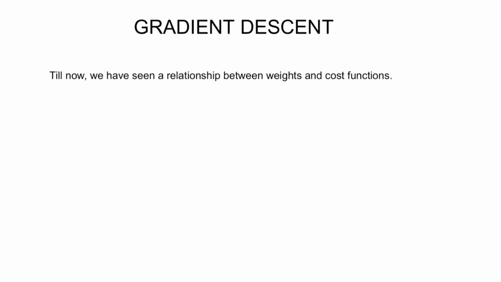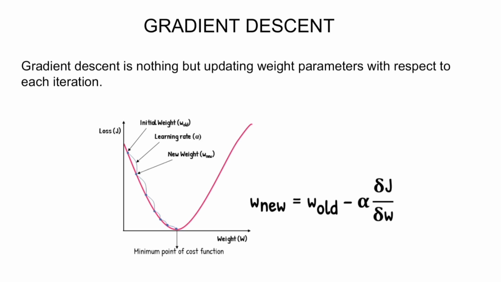Let's see a basic gradient descent algorithm. Gradient descent is nothing but updating weight parameters with respect to each iteration. First, we initialize w. Using the below formula, we update the weight value. Here, alpha is nothing but the learning rate. This may play a major role, which we will discuss in another video.